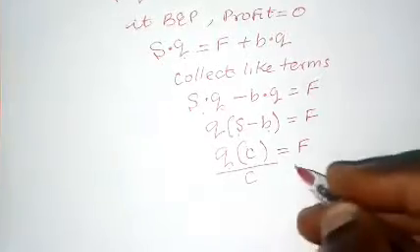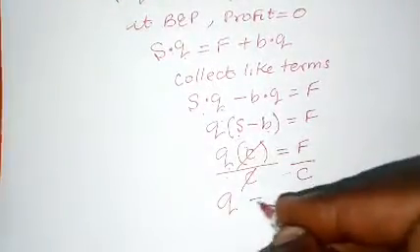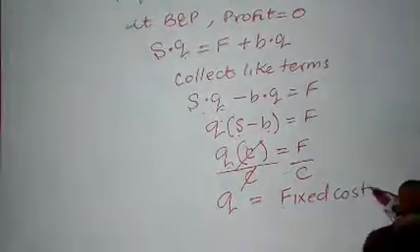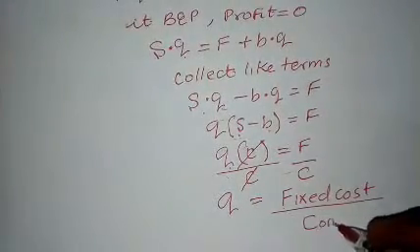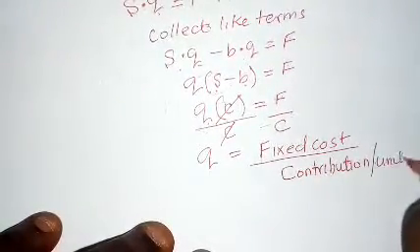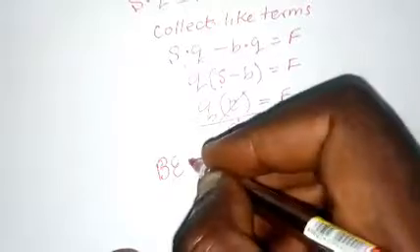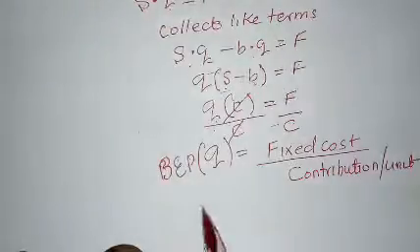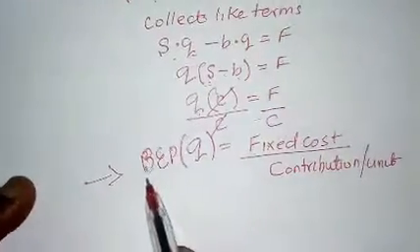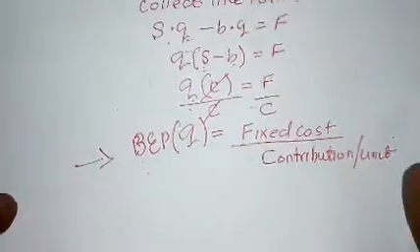I want to make Q the subject of the formula. I will divide both sides by C, then I will cancel this. Then Q equals F, fixed costs, so I will write fixed costs all over contribution per unit. Then this is the break even point in units. So that's how the formula is derived to calculate the break even point in units.